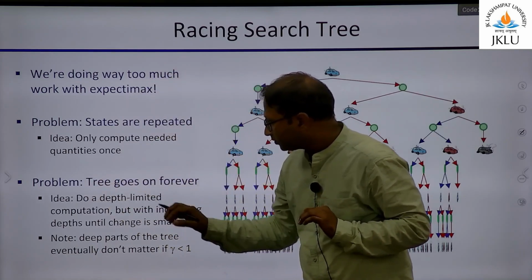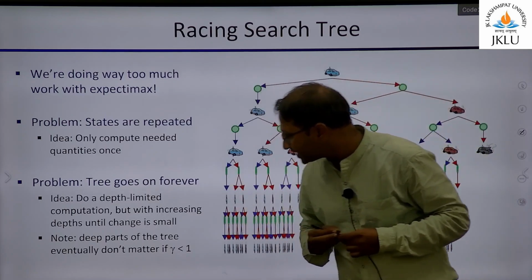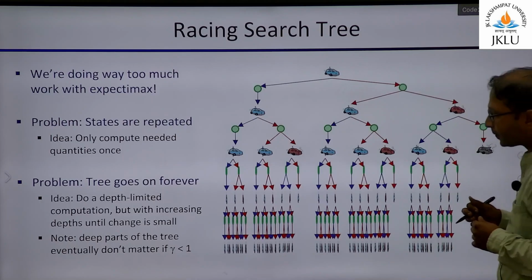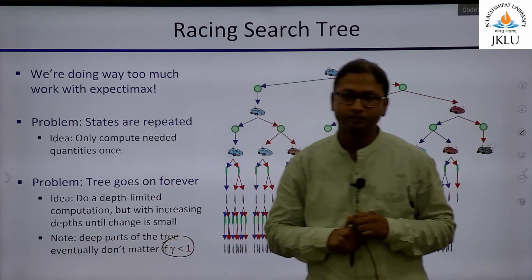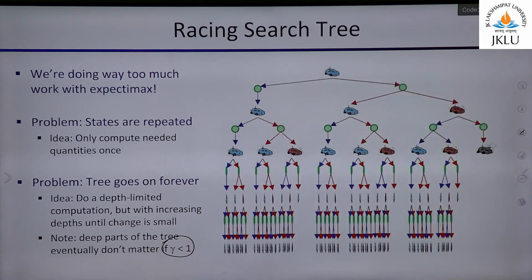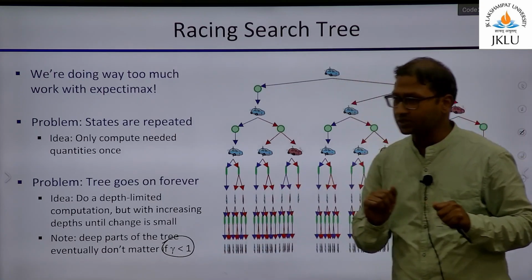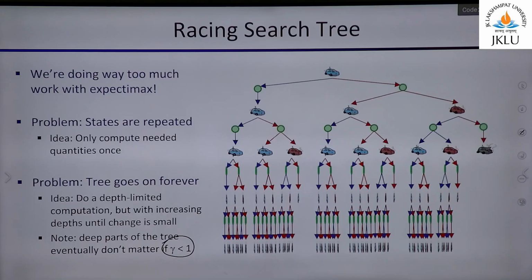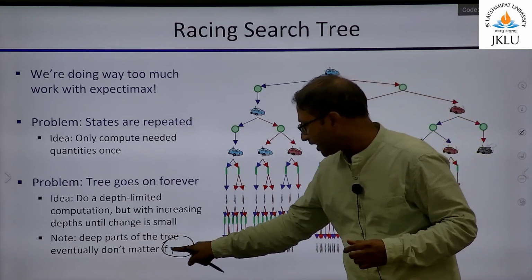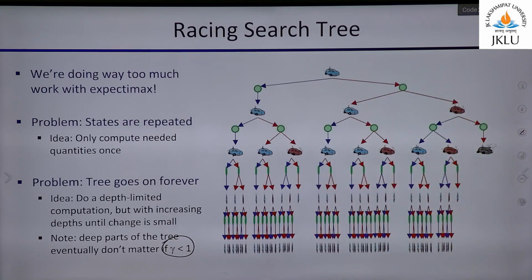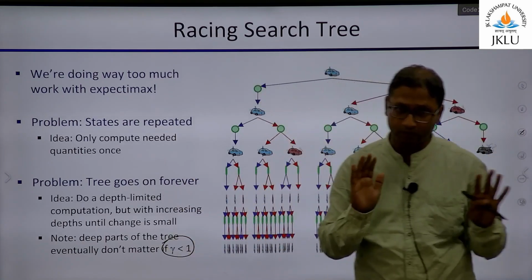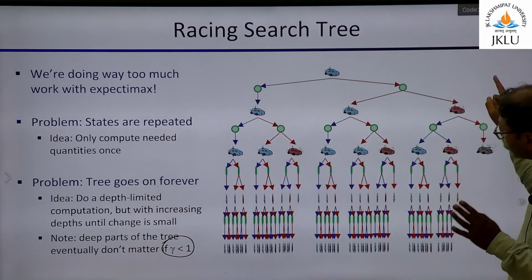Problem is tree goes on forever. Do a depth limited computation, but with increasing depths until change is small. Deep parts of the tree eventually don't matter if gamma is less than 1. So gamma less than 1, it actually helps us make algorithms converge. What will happen if gamma is equal to 1 or if there is no discount? Sorry? So if gamma is less than 1, what will happen to rewards down there in, let's say, 1000 level? 0, right? So that is how these guys help us in almost all these situations, to help our algorithm converge.